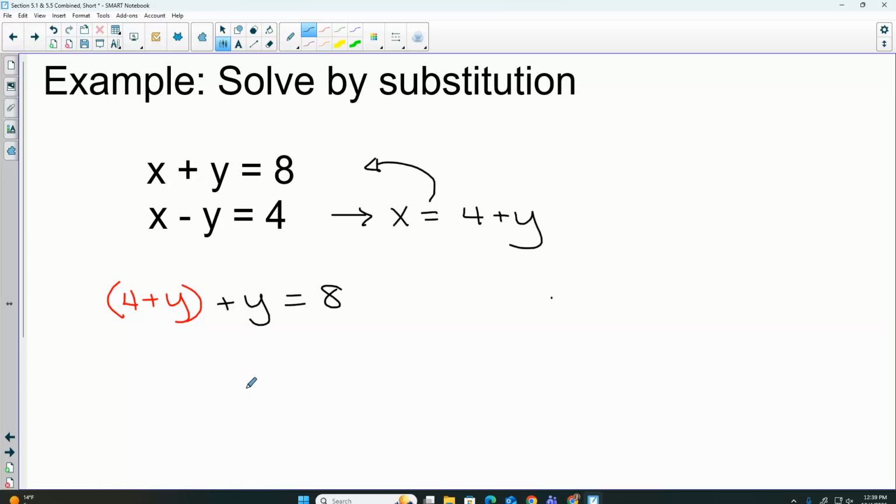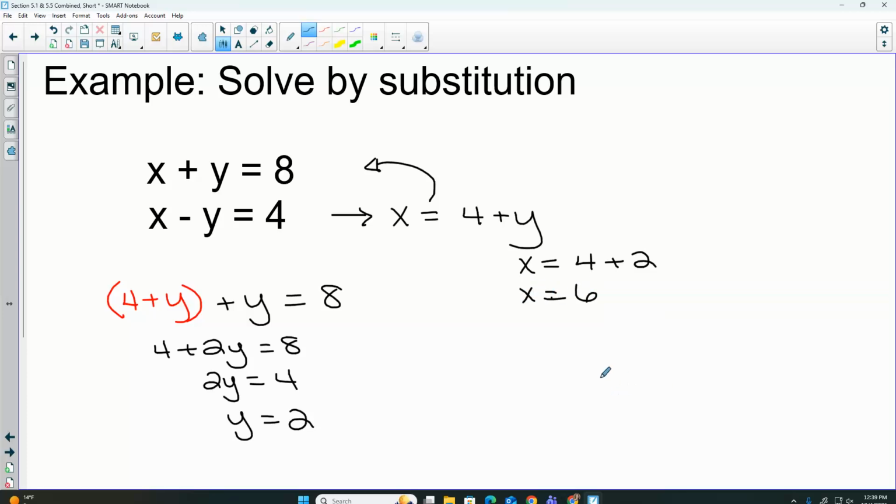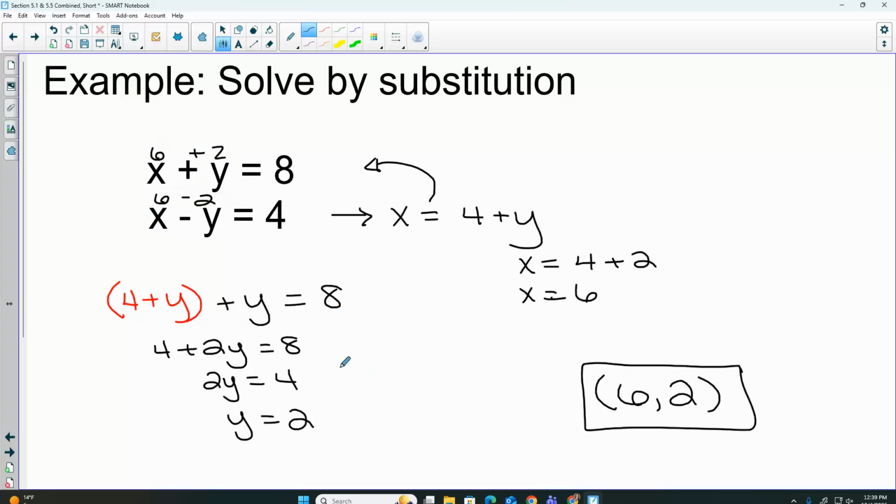Does everyone see what I did there? Now this is an easy equation to solve. So we have 4 plus 2y equals 8. So 2y is equal to 4, which means y is 2. How do I find x? Substitute it back. I know x is 4 plus y. So if y is 2, 4 plus 2 is 6. I do want an ordered pair at the end, x, y. So my answer is 6, 2. And it's very easy to check. 6 plus 2 is equal to 8. 6 minus 2 is equal to 4. So I know I got the right answer.